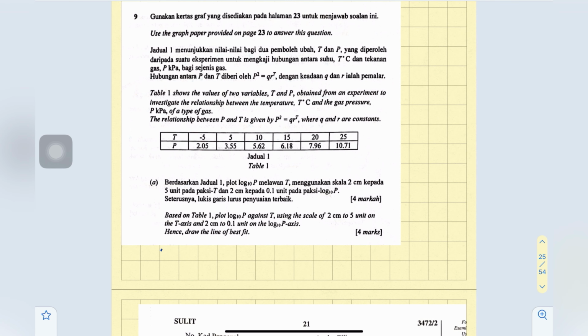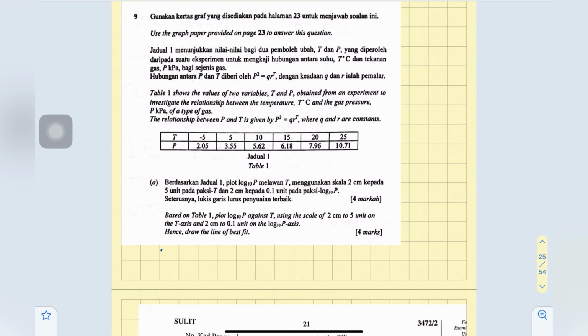Number 9, table 1 shows the values of two variables T and P obtained from an experiment to investigate the relationship between the temperature T and the gas pressure P of a type of gas. The relationship between P and T is given by P squared equals to Q R power of T, where Q and R are constant. So now given table value of T and P. So A, based on table 1, plot log P base 10 against T using the scale of 2 cm to 5 unit on the T axis and 2 cm to 0.1 unit on the log P base 10 axis.